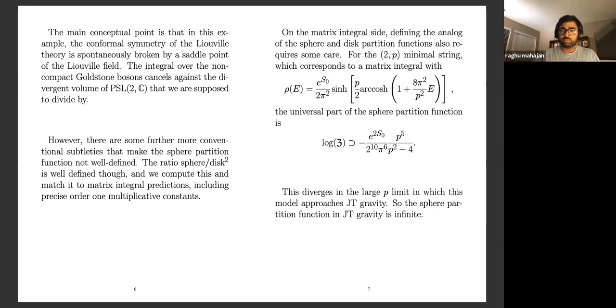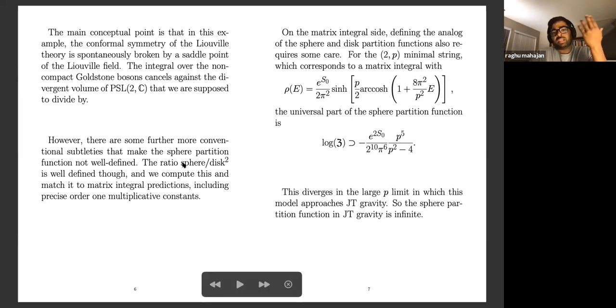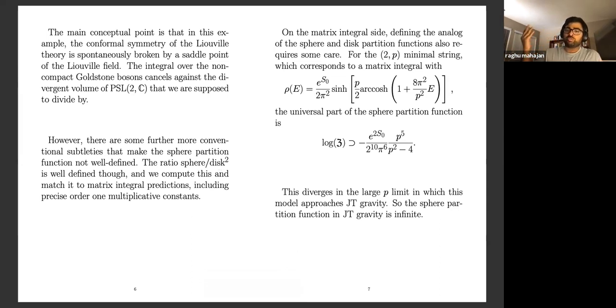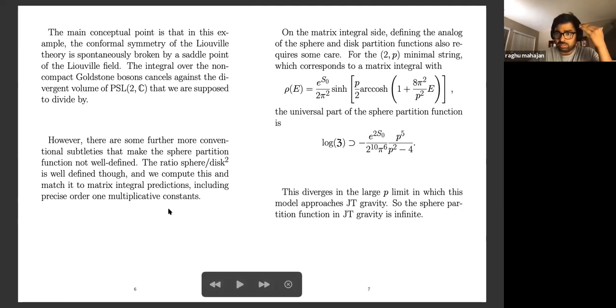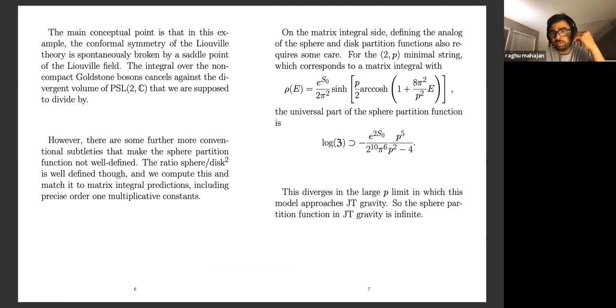Mu is basically a dimensionful parameter, so you have to compute some dimensionless ratio. Basically we compute this ratio, sphere over disk squared, because the exponent of mu that appears in the disk is half of the sphere. The sphere goes like G string to the -2, and the disk goes like G string to the -1. So when you take this ratio, all ambiguity in what we mean by the string coupling constant, which is the Liouville cosmological constant in this case, goes away. This is the number that we would be able to match to the matrix integral predictions. So this is what we will compute.